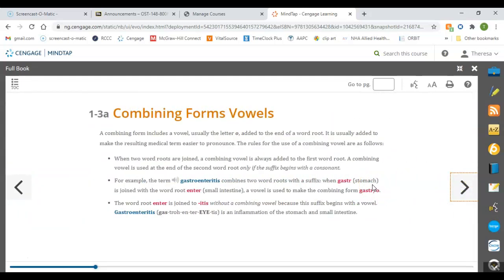So your combining forms are those root terms plus a vowel, usually an I or O, like I said. So look at gaster. So gaster is stomach. There's the O as the combining vowel. And then enteritis is small intestine. So you would actually read this backwards. So small intestine and stomach. So itis is inflammation. Inflammation of small intestine and stomach.